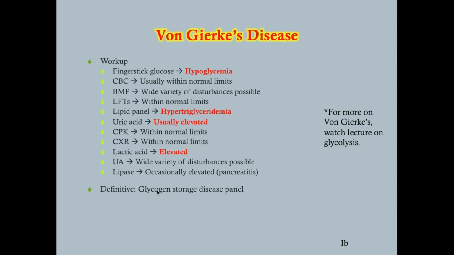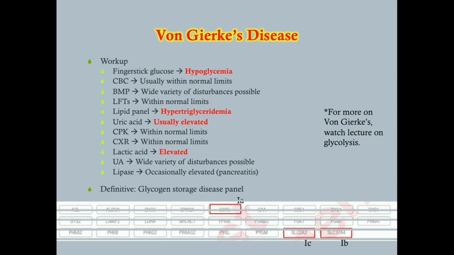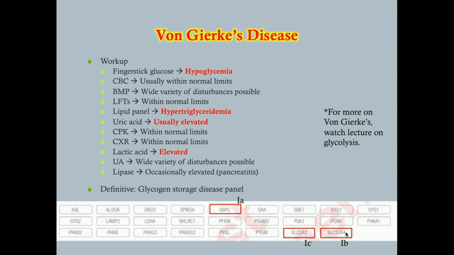Definitive diagnosis is going to be a glycogen storage disease panel, which applies to any glycogen storage disease. Anytime you suspect a glycogen storage disease, you can get molecular testing, and that will tell you directly what glycogen storage disease you have. And 1A, 1B, and 1C have all of these enzymes here. So you don't need to memorize that by any means.